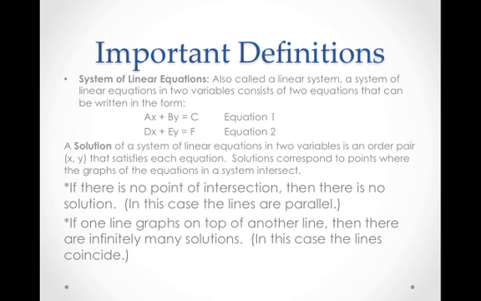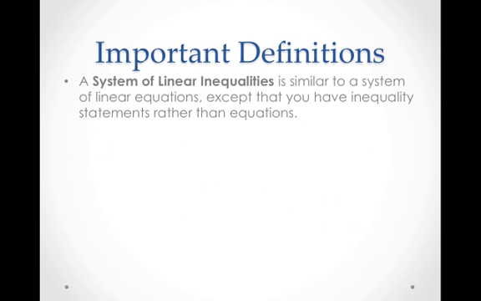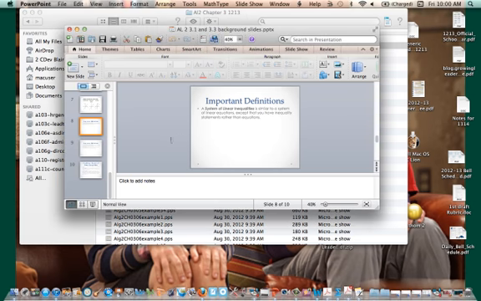Every point on that line is a solution, and there's an infinite number of points on the line, so there are infinitely many solutions. So here's pictures. When there's exactly one solution, the lines intersect. When there's infinitely many solutions, one line graphs right on top of the other, and when there is no solution, you've got parallel lines. Okay, and we will come back to this particular presentation when it's time to do the important definitions for linear inequalities.